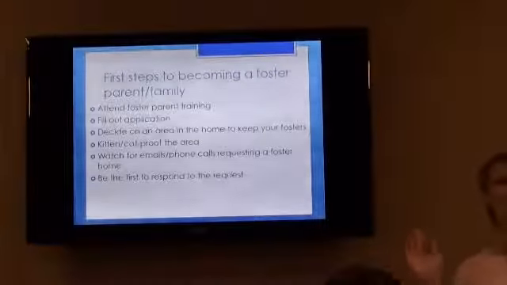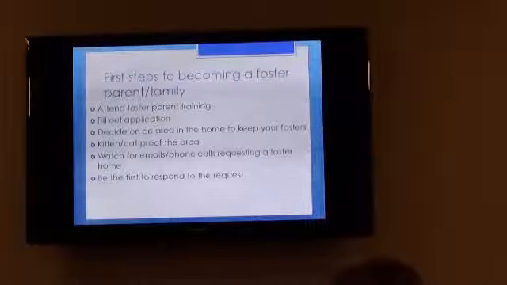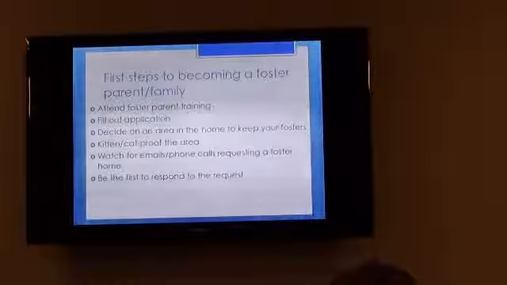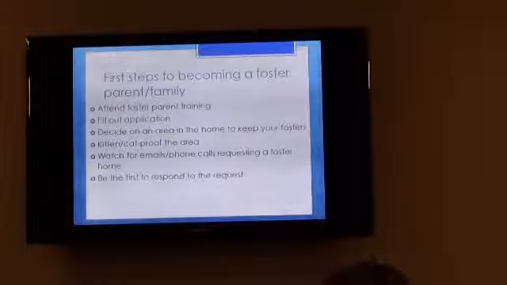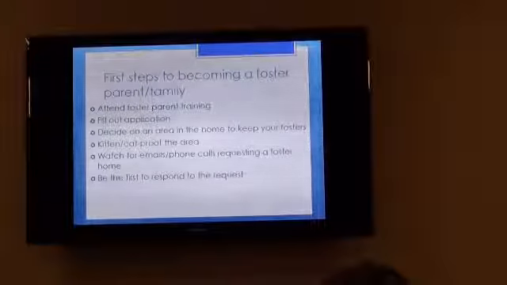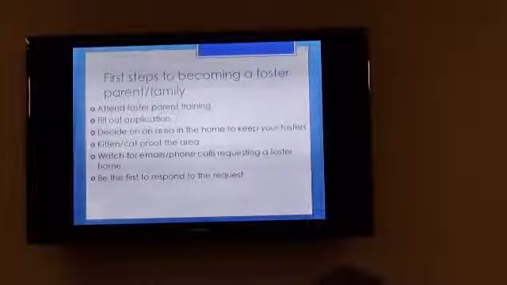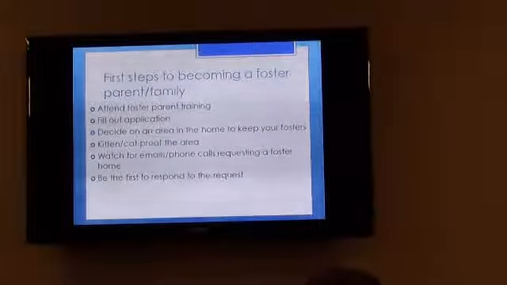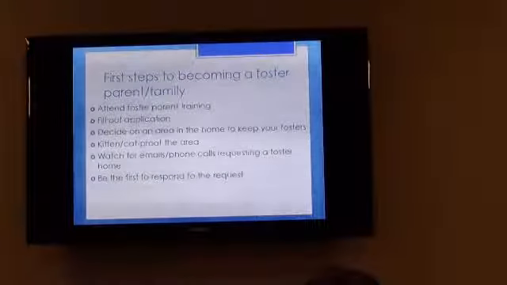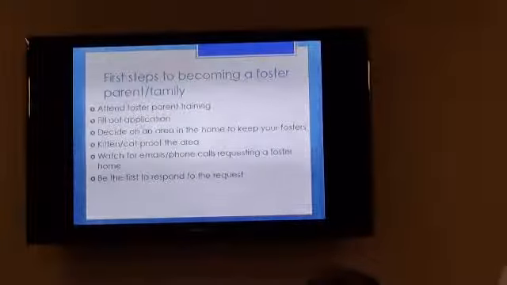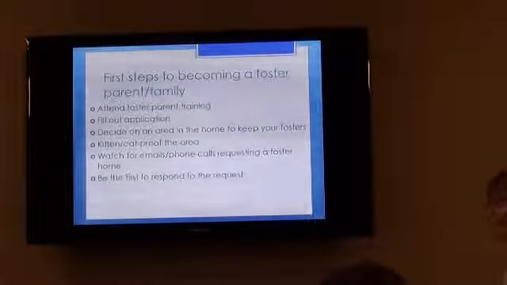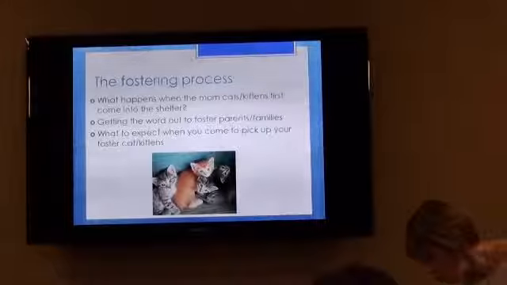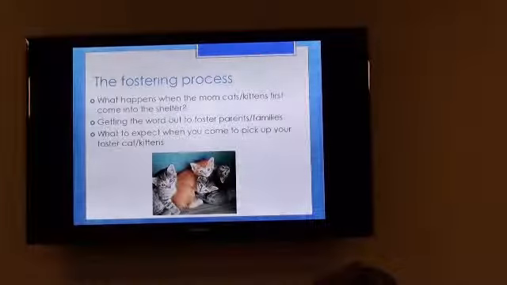So I'm not going to go over all what that means tonight, but you would need to start thinking about it a bit. And then you watch for the emails and the phone calls, usually from me, requesting a foster home. And then basically, if you've been trained and it's in an area, say you want 6 to 8 week old kittens that you are comfortable with, then if you're the first one to call, then you get those kittens. And I'll explain what happens after that in a little bit here. So, the next sheet, the fostering process.